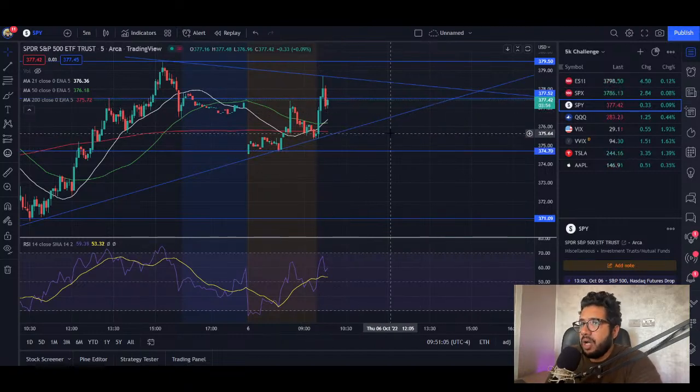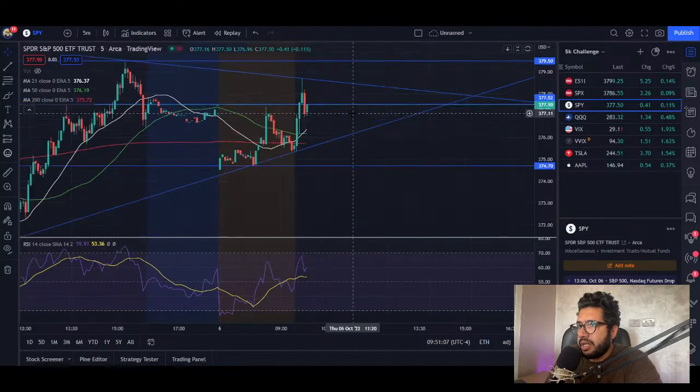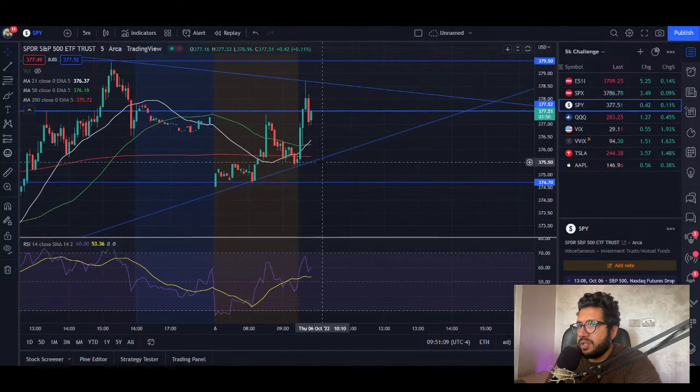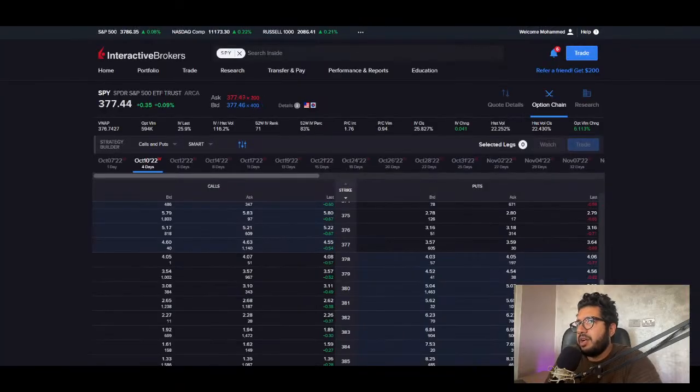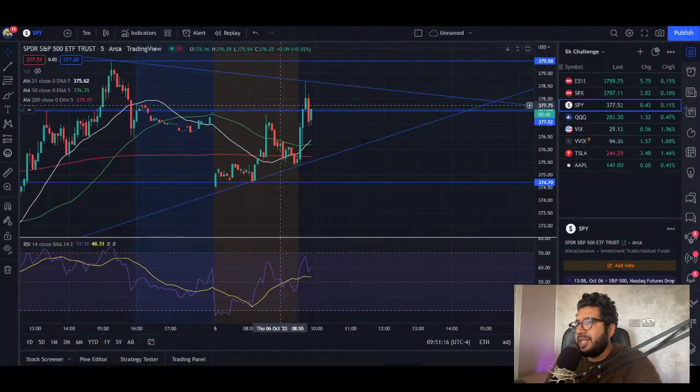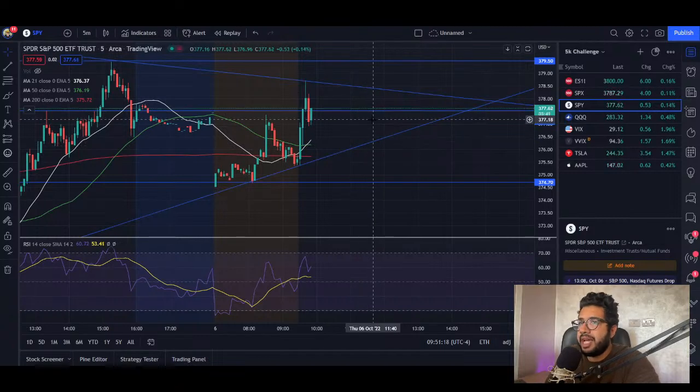But let's see how this candle closes, right? Let's see if it's going to reject or it's just going to keep going up. But I'm going to be ready here. This is why I like trading on my phone, by the way, because this way I could look at the chart and look at the phone at the same time.